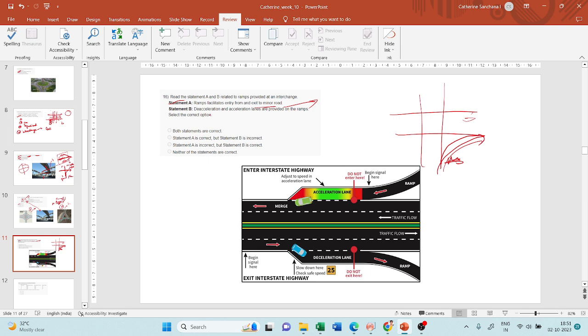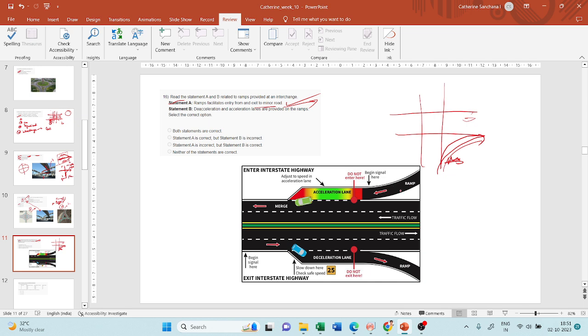Now what is statement B? So statement A seems to be correct. Statement B: acceleration and deceleration lanes are provided on the ramps, right? So let us first understand what an acceleration and deceleration lane is. I think I explained it last week. So what is an acceleration lane?